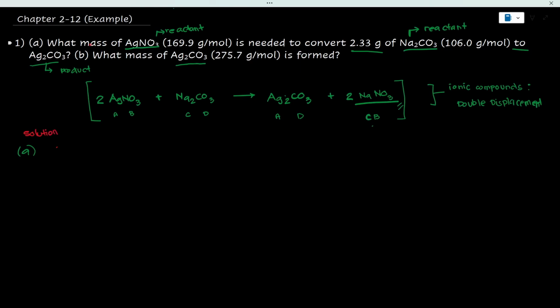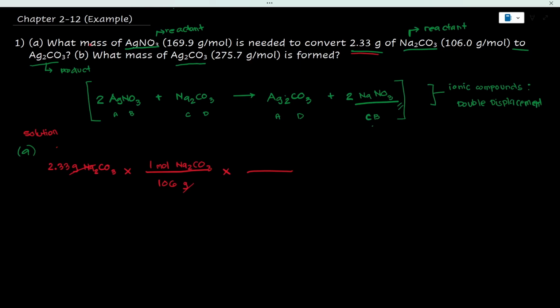So first, let's start with the given mass, which is 2.33 grams, and that is sodium carbonate. With that, we can convert this into moles of sodium carbonate by its molar mass, which is 106 grams. Cancel the grams, and we are left with moles of sodium carbonate.